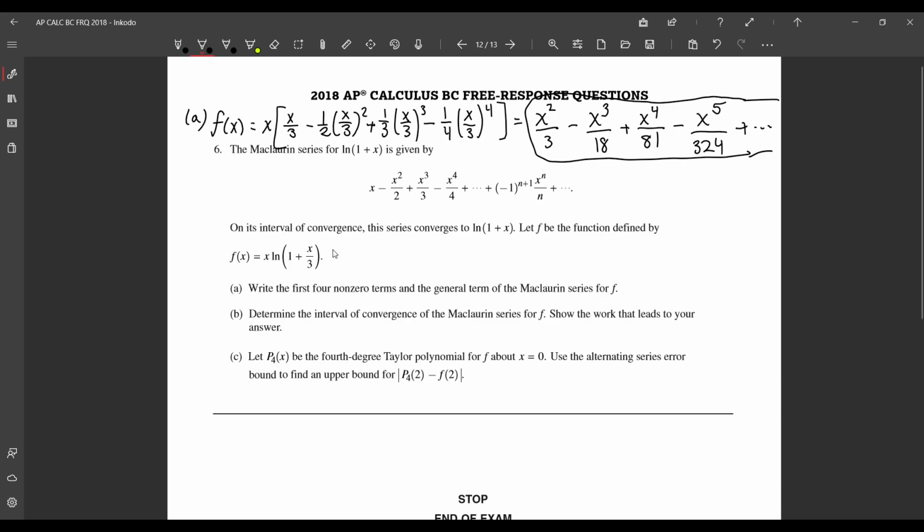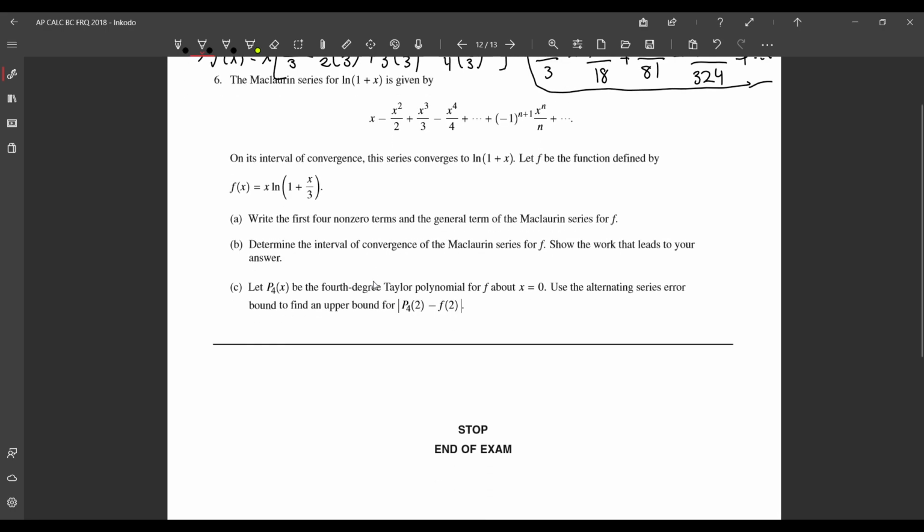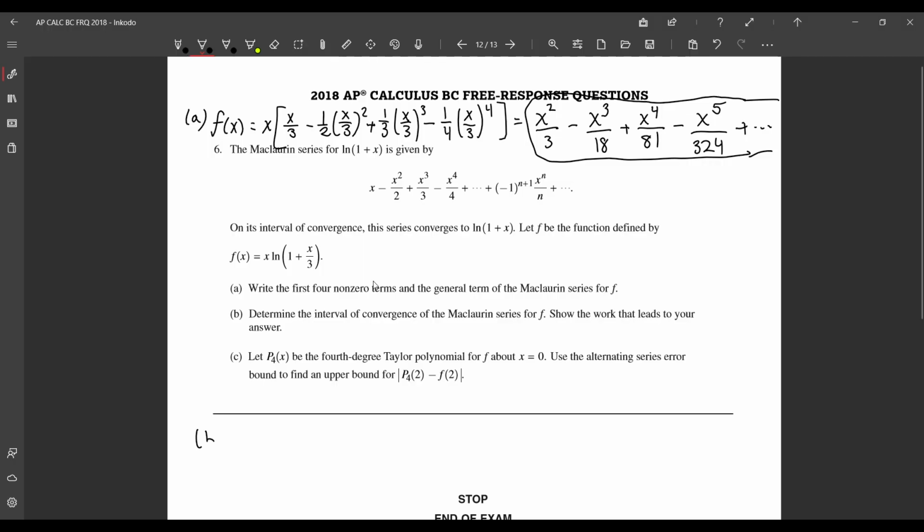Determine the interval of convergence of the Maclaurin series. So I don't think that multiplying by this x here is going to affect anything. Now I'm fairly sure that the interval of convergence for this is -1 to 1, but of course they don't tell you that, so I'm assuming we just have to do the work for that.